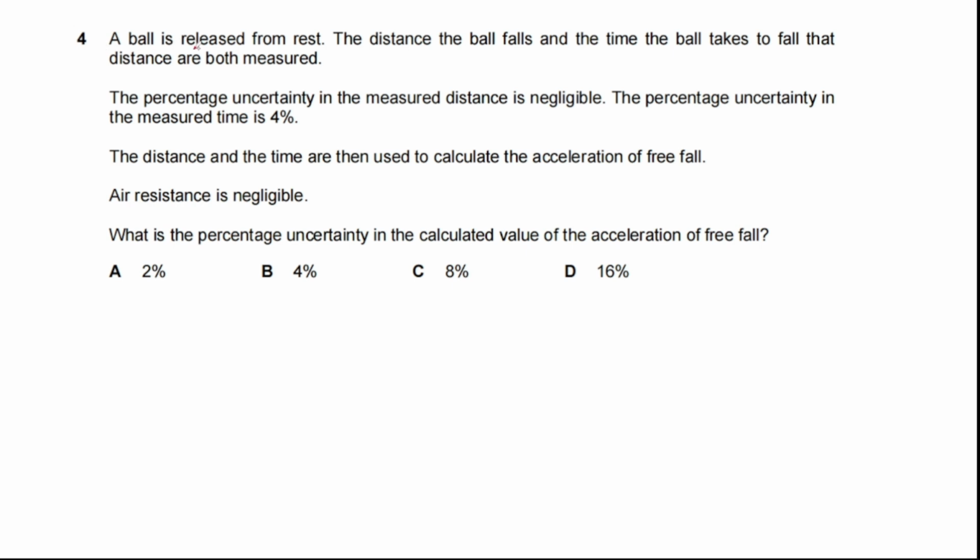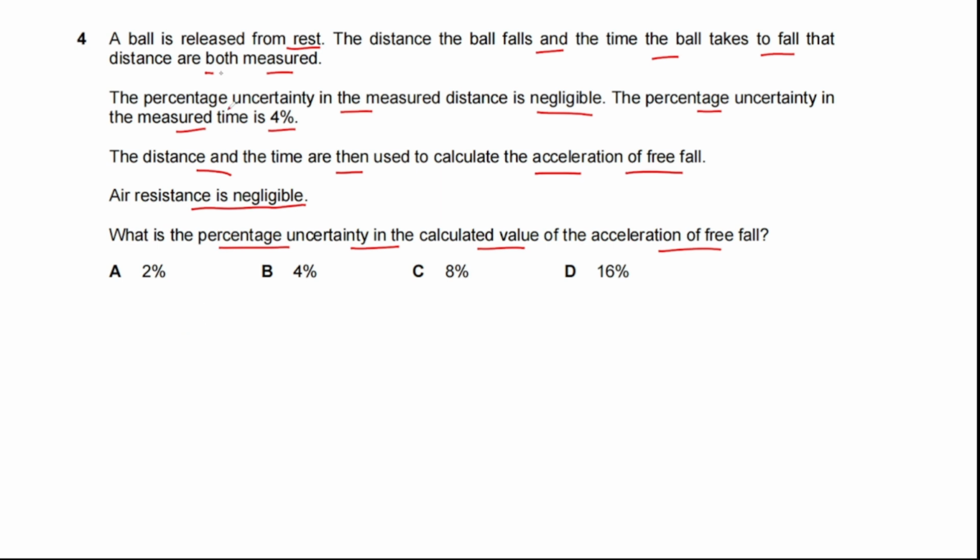Question number 4. A ball is released from rest. The distance the ball falls and the time the ball takes to fall that distance are both measured. The percentage uncertainty in the measured distance is negligible. The percentage uncertainty in the measured time is 4%. The distance and the time are then used to calculate the acceleration of free fall and the air resistance is negligible. What is the percentage uncertainty in the calculated value of acceleration of free fall?